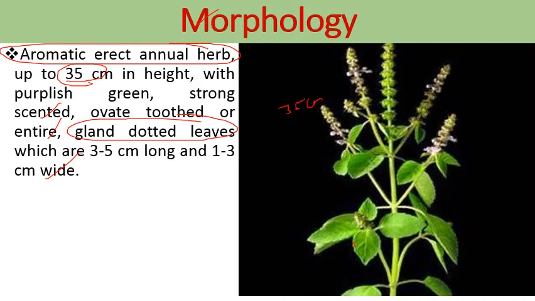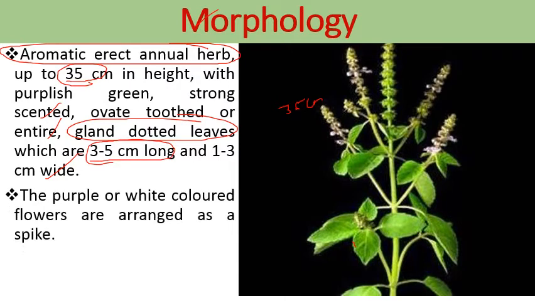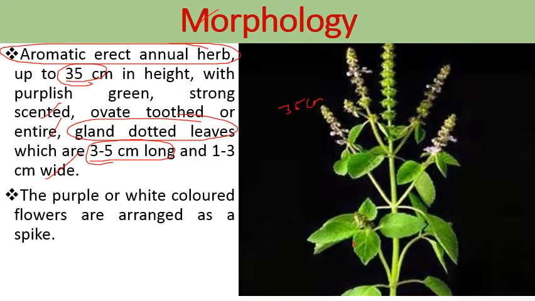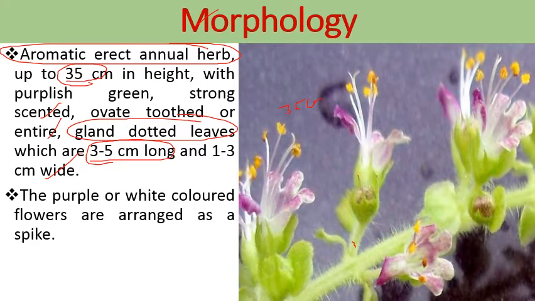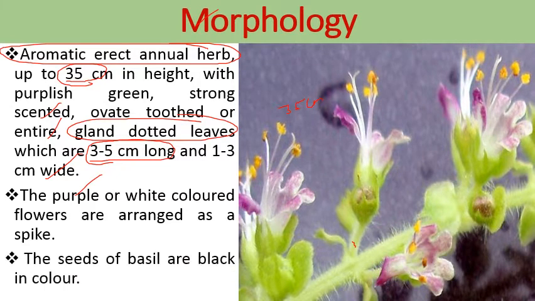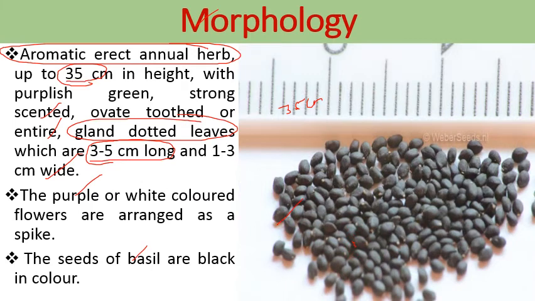And have gland dotted leaves. So these are the leaves which are present in tulsi. And the dimensions are 3 to 5 centimeter in length and 1 to 3 centimeter wide. The purple or white color flowers are arranged in a spike. So इसमें जो flowers हैं वो purple और whitish color के होते हैं and they look like a spike. The seeds of basil are black in color. जो basil के seeds हैं, तुलसी के seeds हैं, वो black color के होते हैं. So this is a brief morphological description of holy basil.